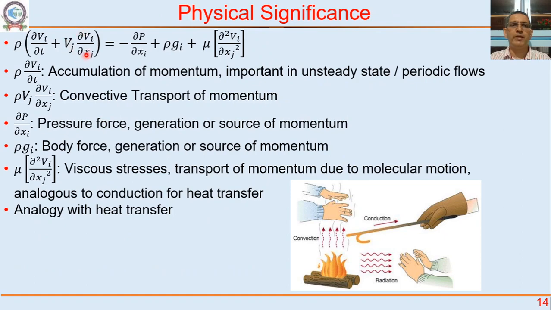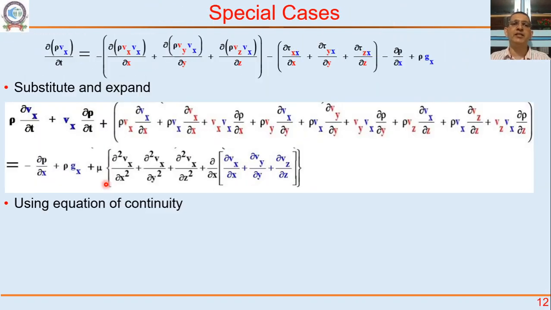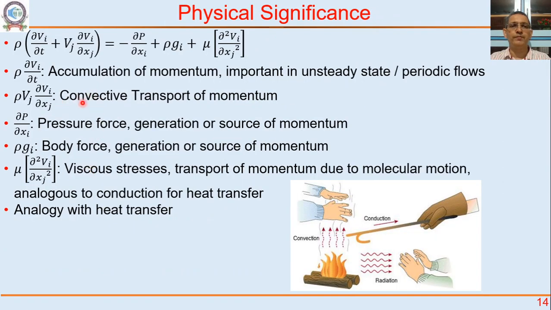This term, where has it come from? It has come from here. It is because of convection. It is because of the flow coming in, going out. So it is called convective transfer of momentum, or convective transport of momentum.